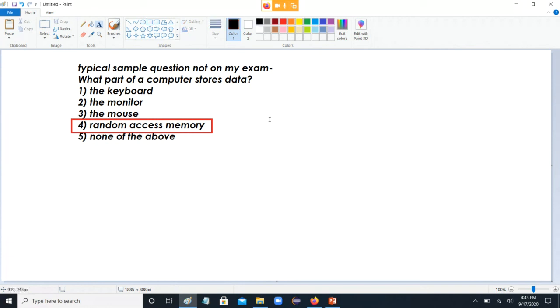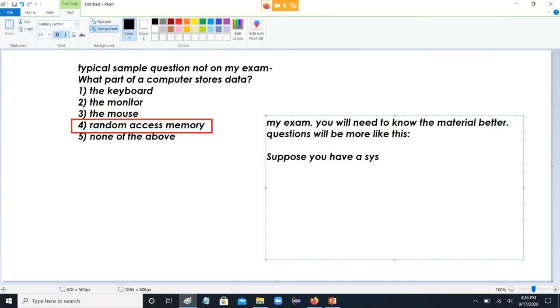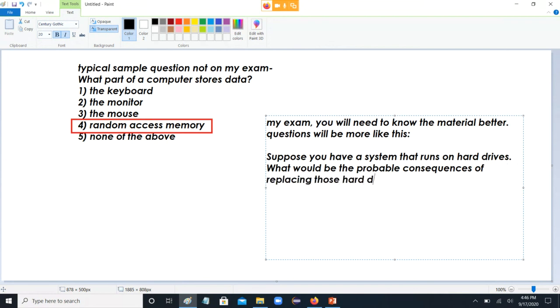However, on my exams, you will need to know stuff in more detail. You will need to know the material better. So, questions will be more like this. Suppose you have a system that runs on hard drives. What would be the probable consequences of replacing those hard drives with solid state drives?